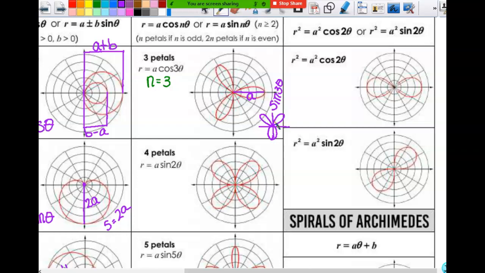All right, so since this is A, this is my generic one, but this is specifically 1, 2, 3, 4. So this equation would actually be R equals 4 cosine 3 theta.